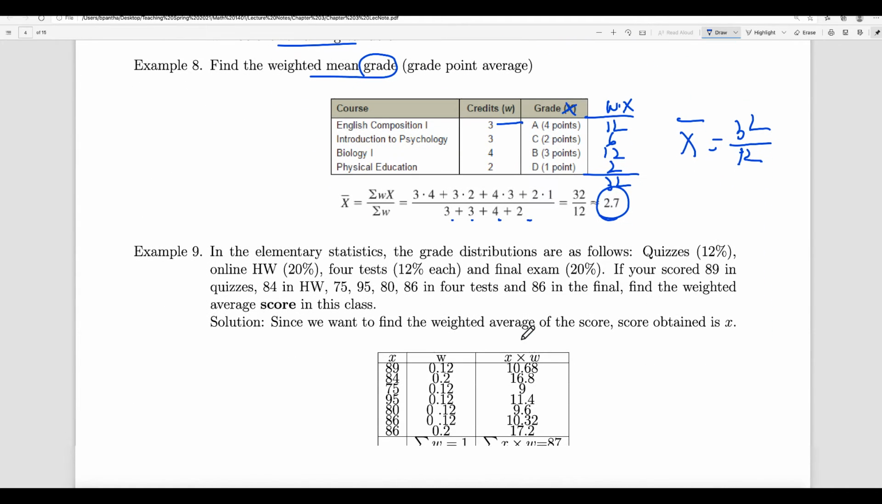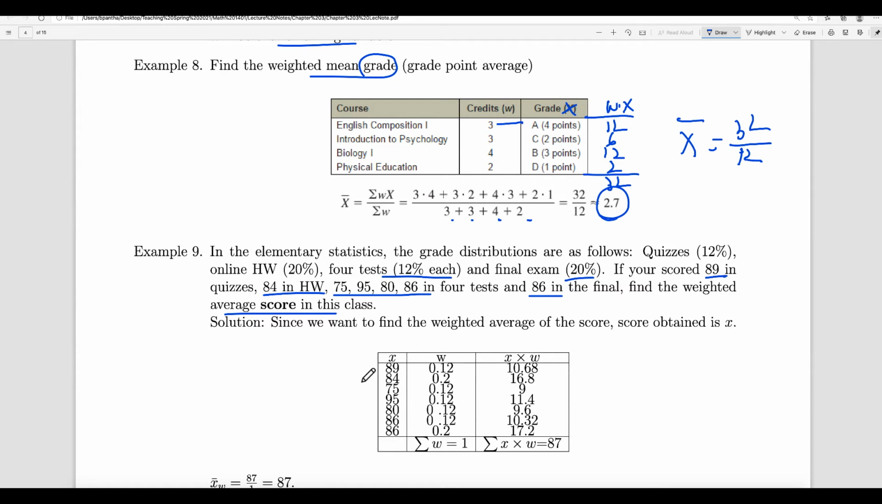Let us look at another example. In elementary statistics, the grade distribution is as follows. Quizzes is 12%, online homework is 20%, 4 tests are 12% each, and final exam is 20%. If you scored 89 in quizzes, 84 in homework, 75, 95, 80 and 86 in the 4 tests, and 86 in the final, find the weighted average score in this class.